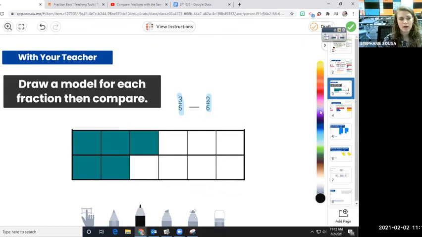So step 1, draw a model. Check. Step 2, compare. 3/6 is longer than 2/6 because this is empty. So I would write my comparison symbol like this. Any questions on that?